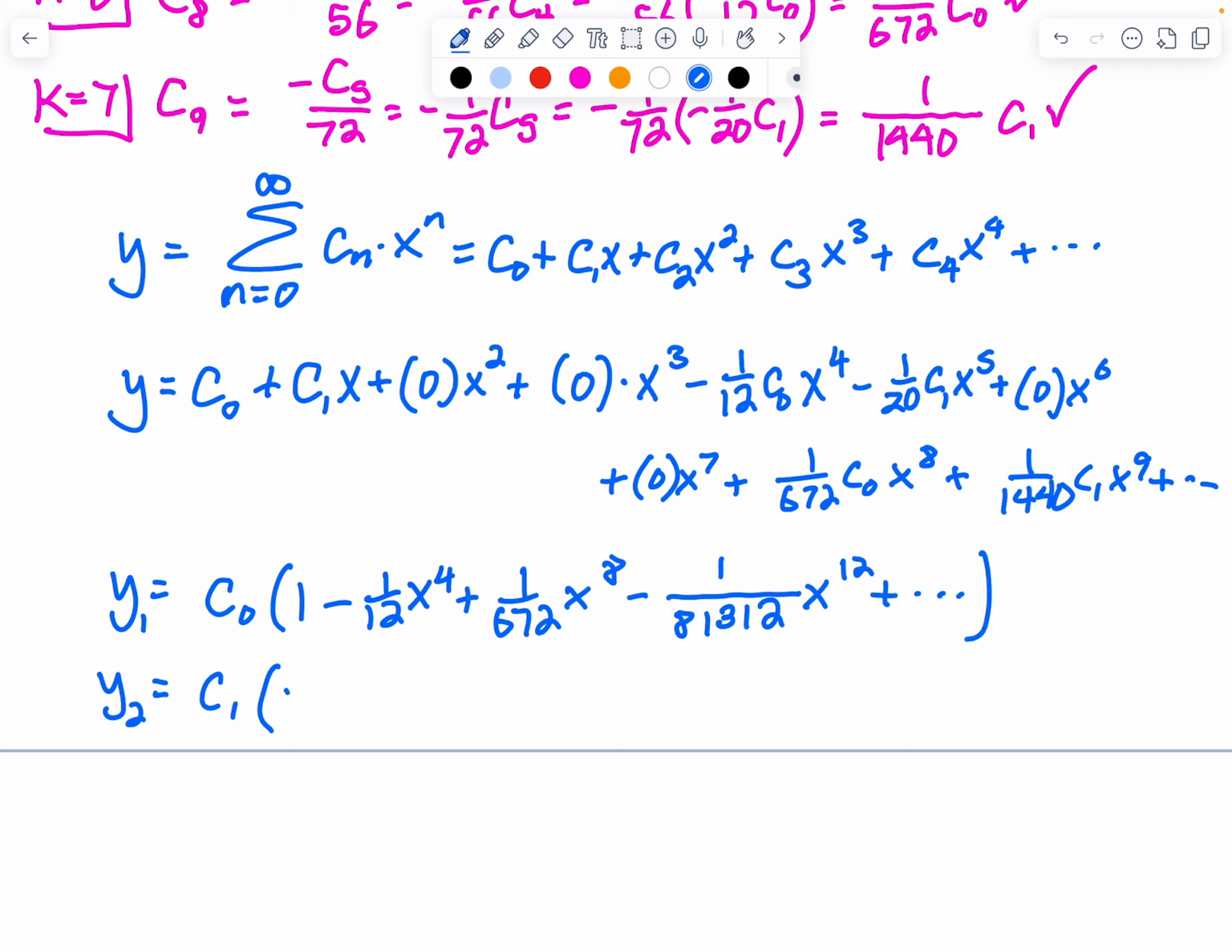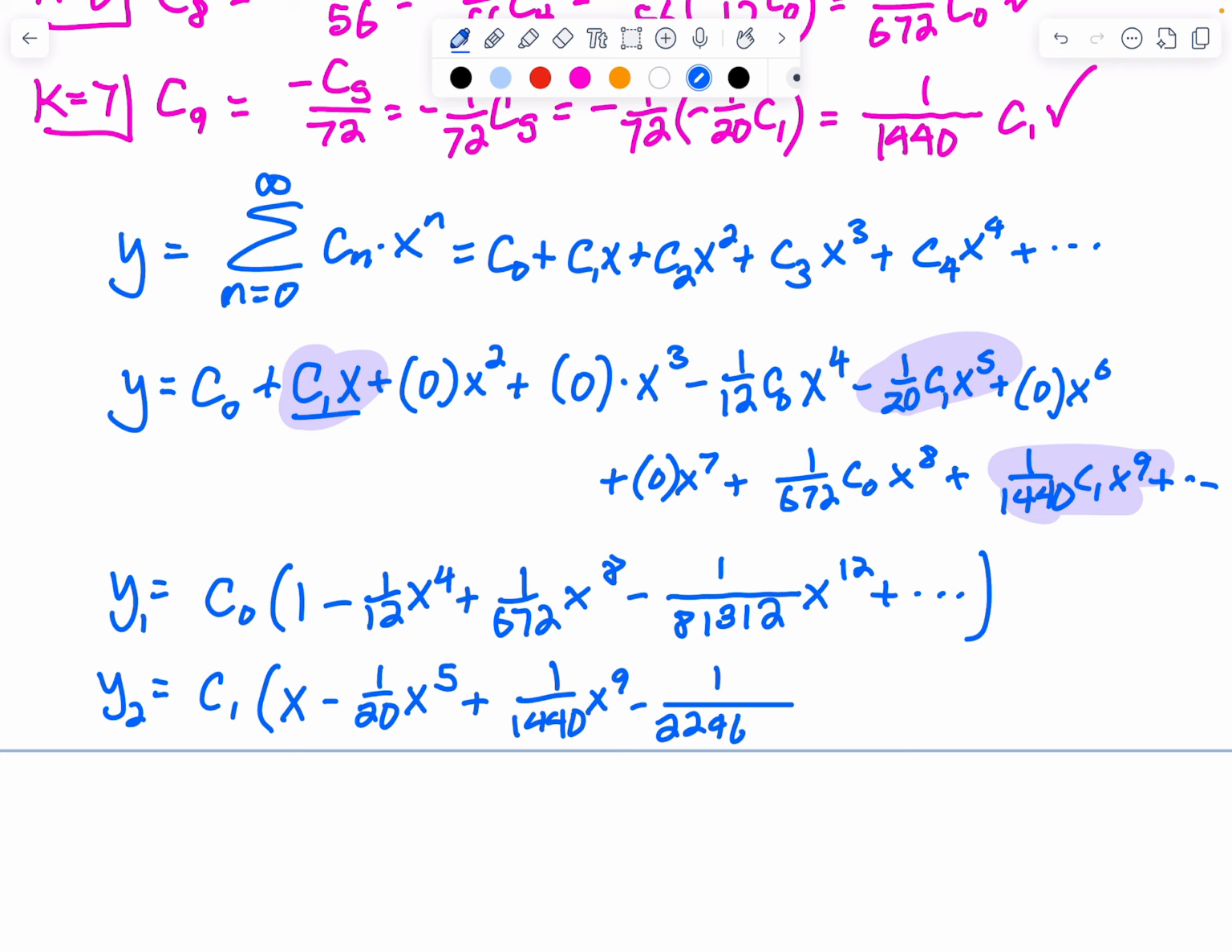And then for C1, I'm going to get x. Here's C1. I guess we could have highlighted these to make them easier. C1, C1, C1, and then I'll have one more from my notes to give you. So I got x minus 1/20th x to the 5th, plus 1 over 1440 x to the 9th. And then the next one, if you want to try to go one more, I got minus 1 over 2,246,40 x to the 13th, and on.